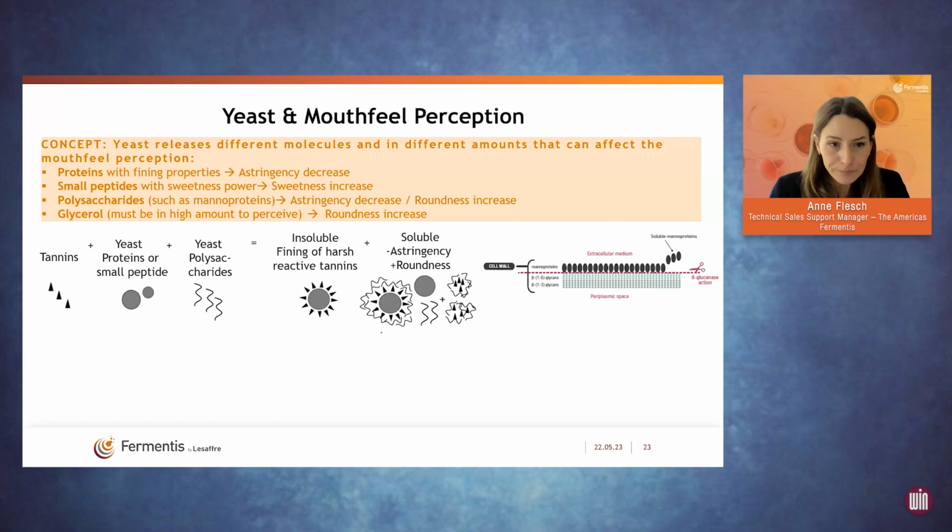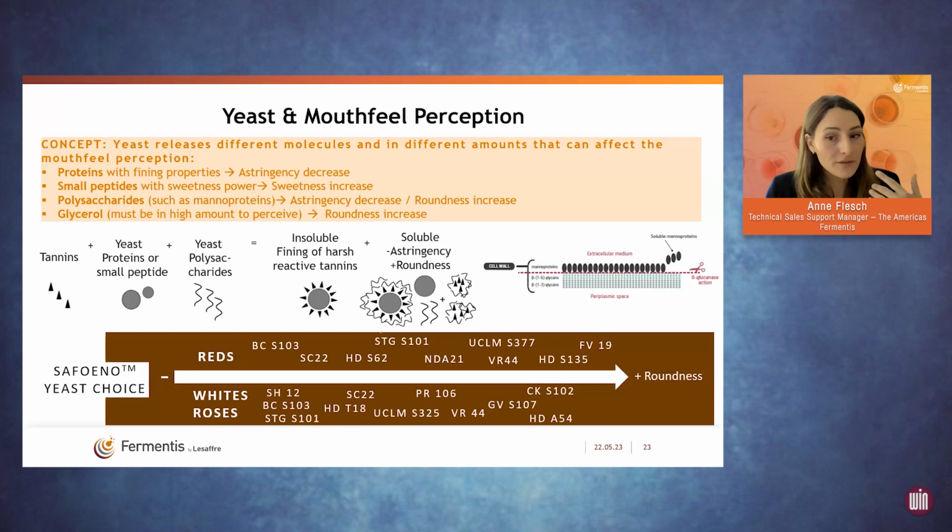And finally, we also have glycerol, for example. So yeast will produce different amounts of glycerol, and it can help increase the roundness of your wine. Through a lot of different trials and also data that we have about our yeast, we can recommend yeast that will bring low roundness to high roundness, either in red wines or white wines, to really help you target the styles that you want.